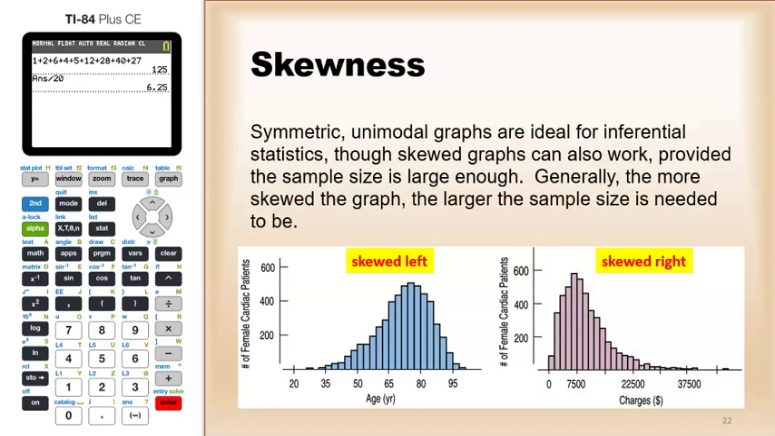So symmetric unimodal graphs are the ideal. That's what we like to see, symmetric and unimodal. Though skewed graphs can also work provided the sample size is large enough. As we'll see later, the more skewed the graph is, the larger the sample size needs to be.